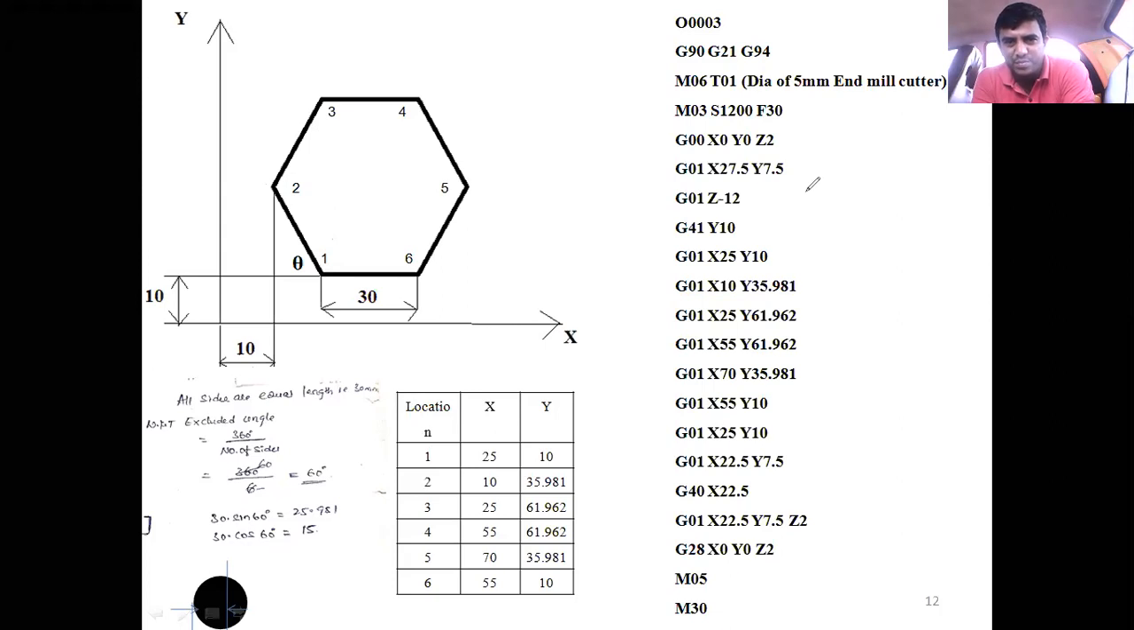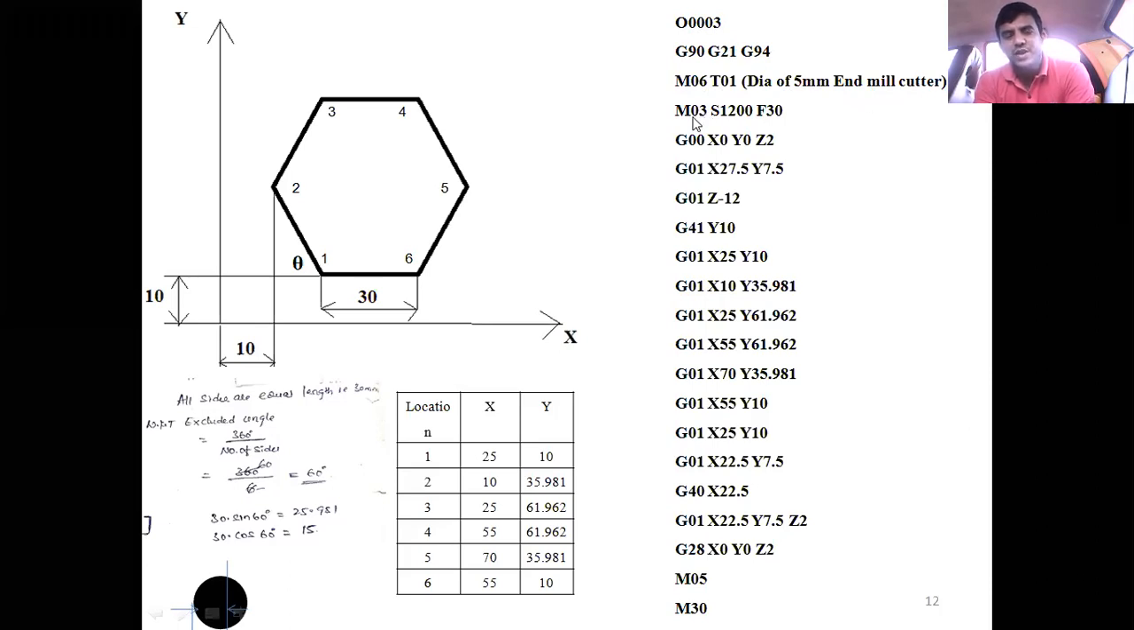See how to write the part program. How do you start the part program here? We start from the letter O. This is the third program we are writing, right? O followed by four numbers: O0003. That's the name of the program. Next, the initial G codes: G90, G21, G94. Next, select the tool: M06, T01. What does T01 contain here? A 5 mm end mill cutter.